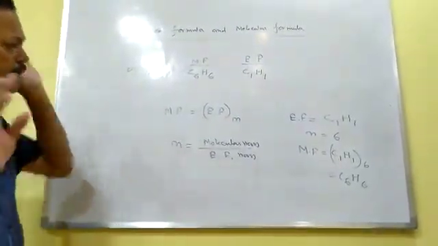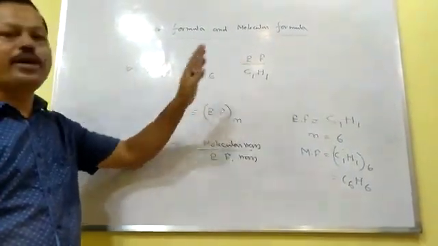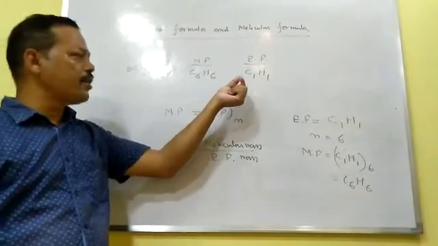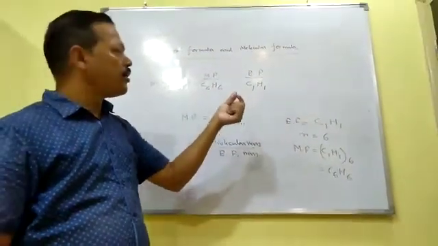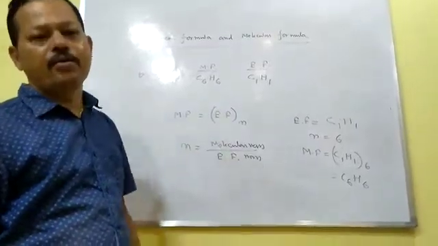So like this way, molecular formula gives the actual number of atoms and empirical formula gives simply the ratio of atoms present in a molecule of a compound. And this is the relation between molecular formula and empirical formula.